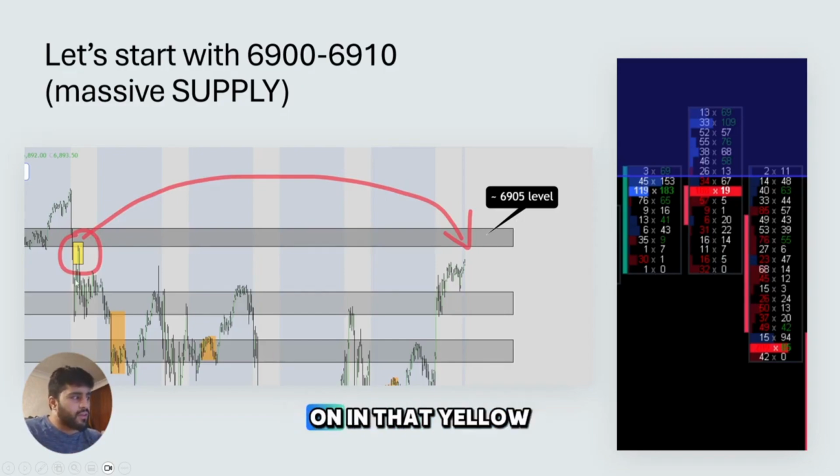And so what was going on in that yellow box? Well, this is the yellow box zoomed in on the order flow footprint charts, right? So this is the ATAS platform. So what you can see here, right, this blue box is the same as this gray box.